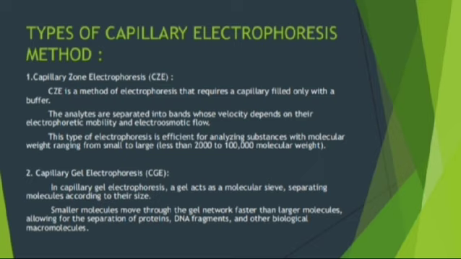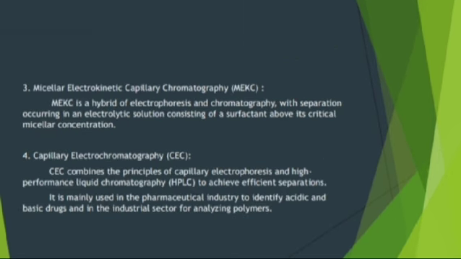Next type is capillary gel electrophoresis. In capillary gel electrophoresis, a gel acts as a molecular sieve, separating molecules according to their size. Smaller molecules move through the gel network faster than larger molecules, allowing for the separation of proteins, DNA fragments, and other biological molecules.